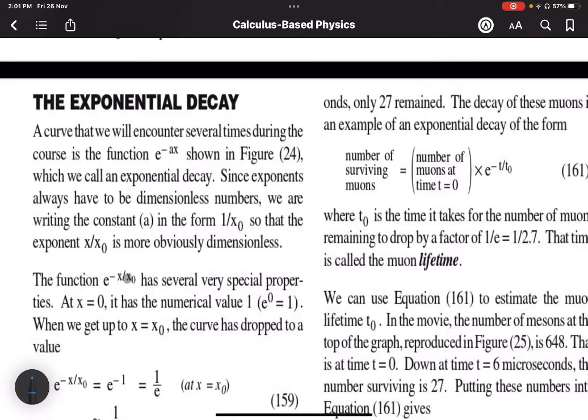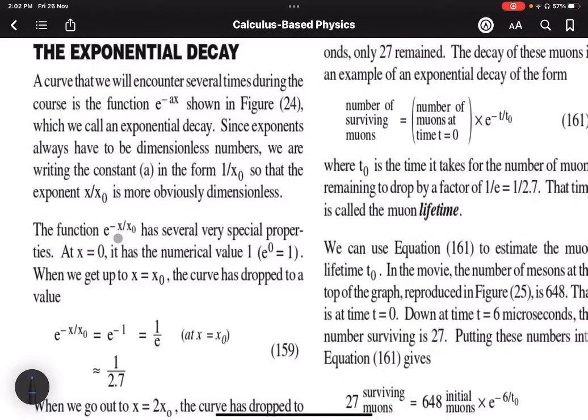So, nasa na yung negative? Wala naman tayong negative na 0, no? So, 0 lang siya at lahat ng number raised to the 0 power is always equal to 1. So, this numerical value, this exponential function will have the value of 1. When we get up to x equals x0, the curve has dropped to a value.